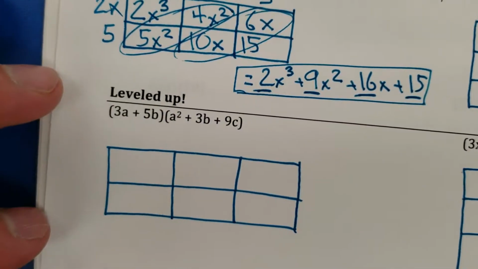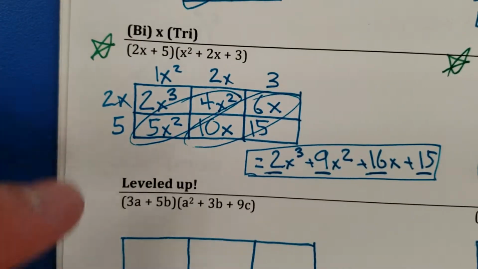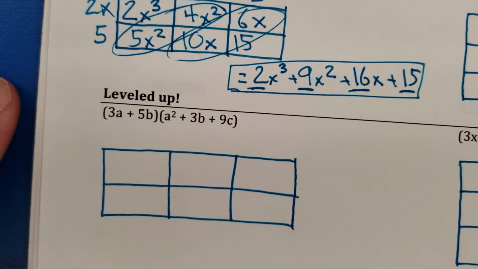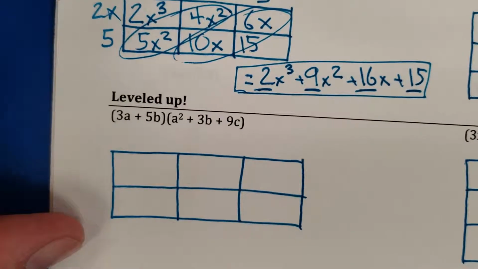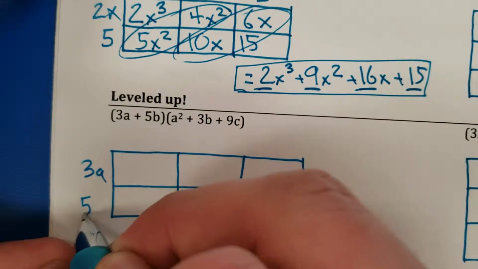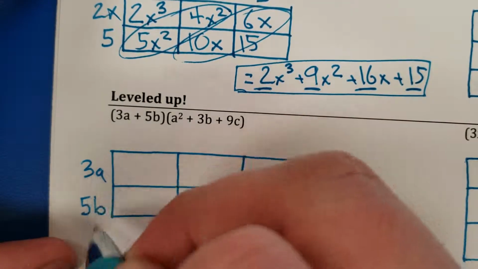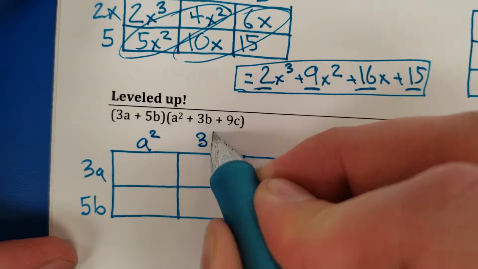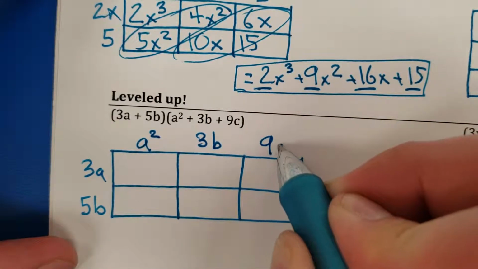Okay, so here's one a bit more difficult. So this one's kind of simple. It's all just kind of really basic x values. This one, oofda. We got a little bit more complicated here. So I got to take a 3a and a 5b, the binomial, two sides, times an a squared, a 3b, and a 9c.